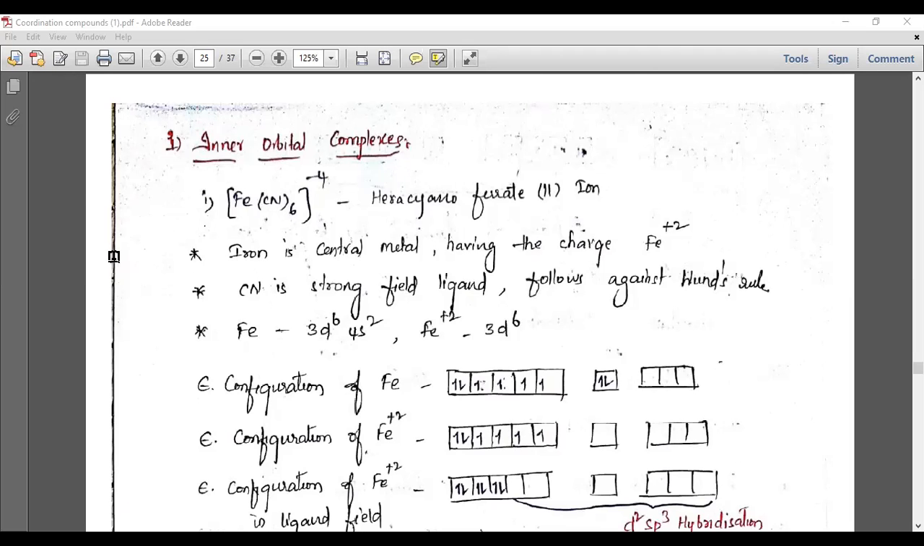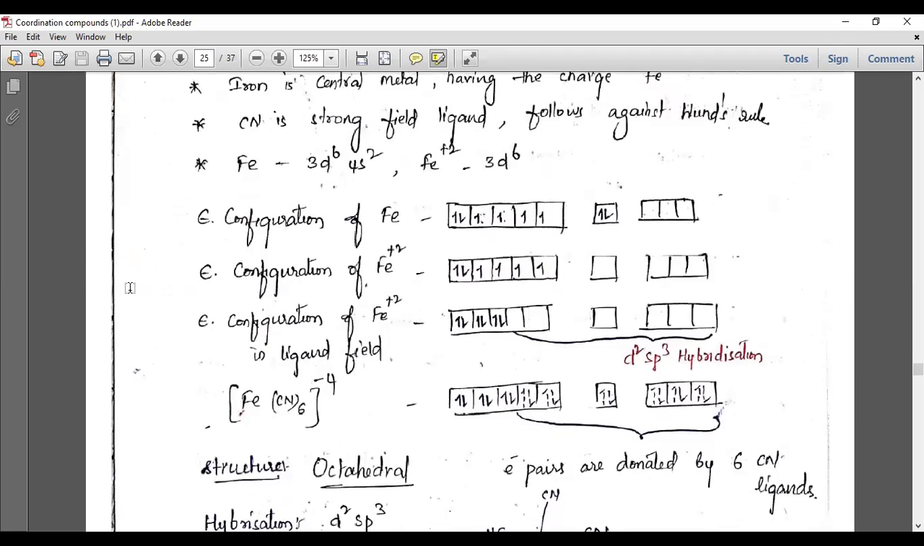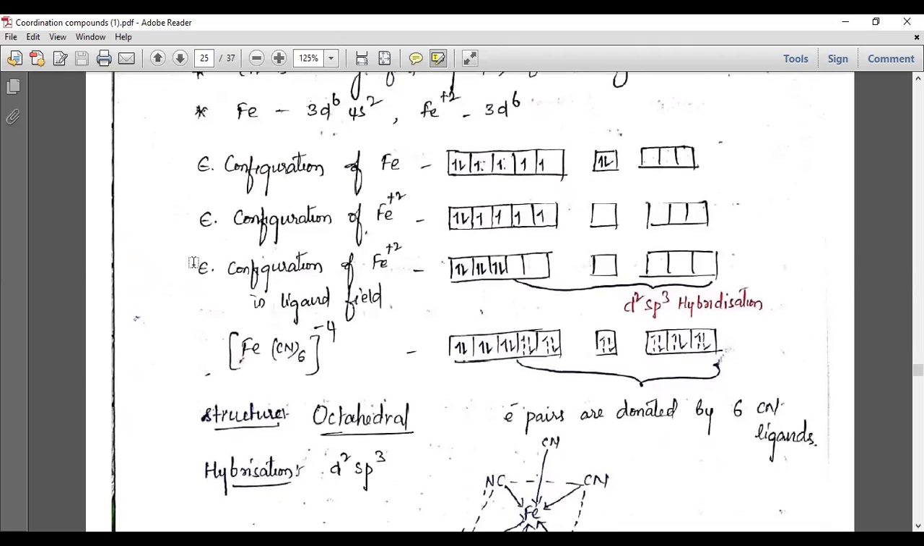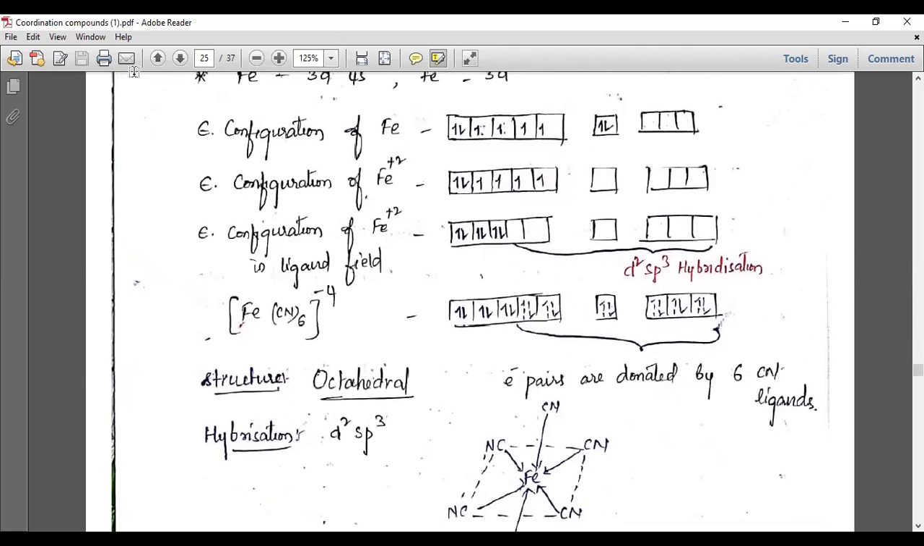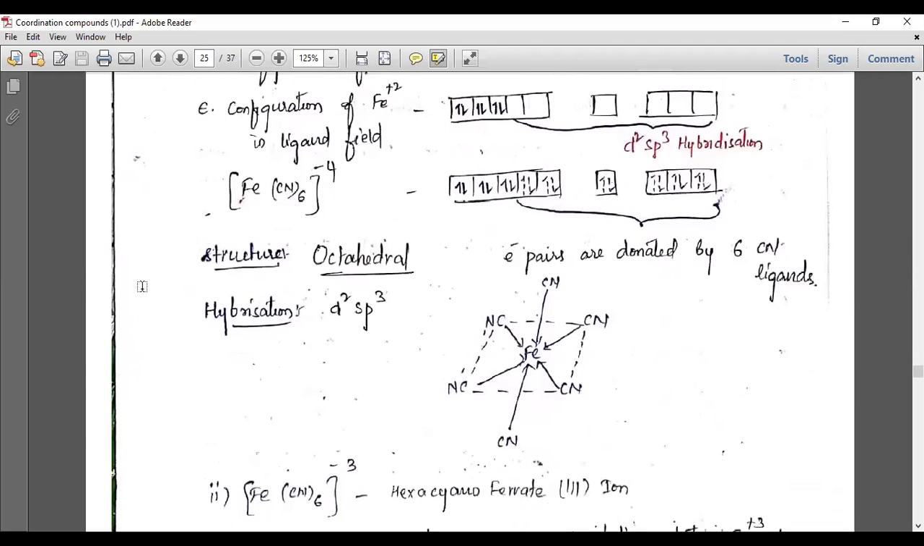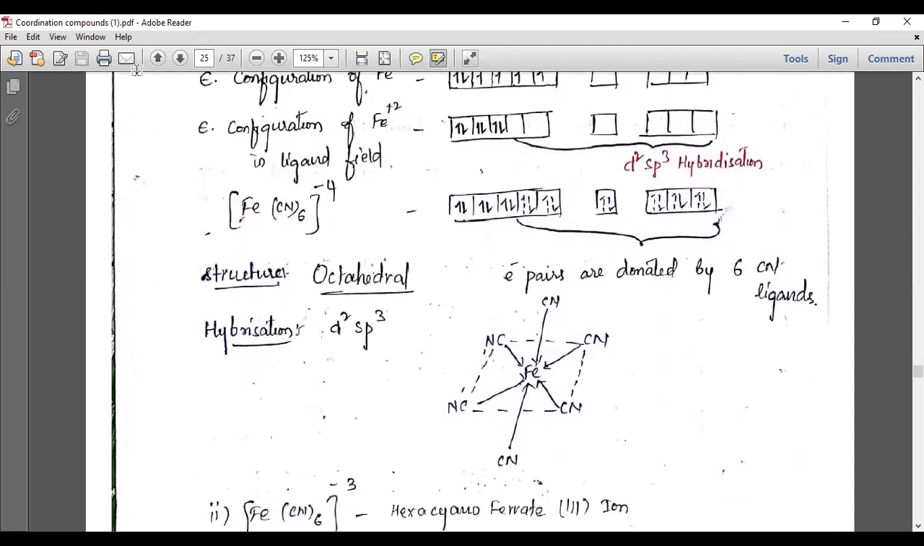So what is the structure of this? Definitely if there are 6 ligands, we always get an octahedral structure. I already told you in the last session, and you have already seen the octahedral structure like this. So these are all octahedral structures.